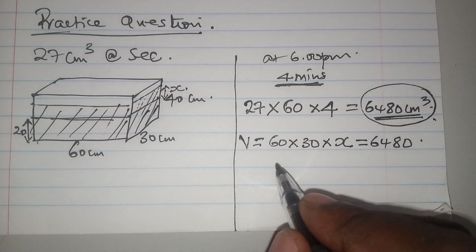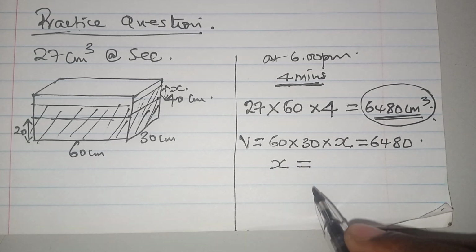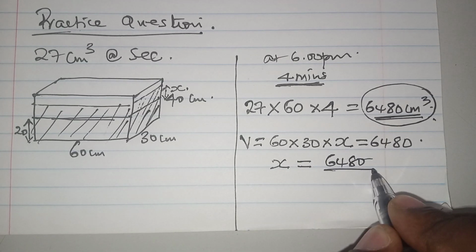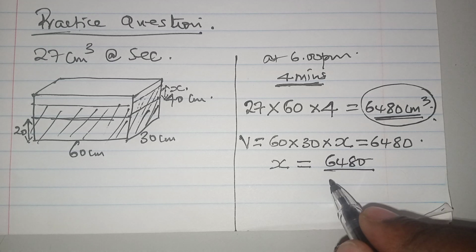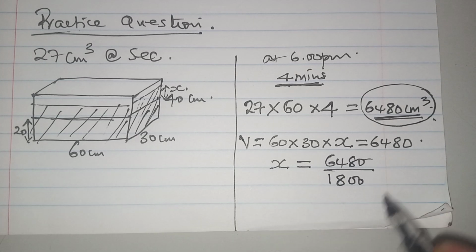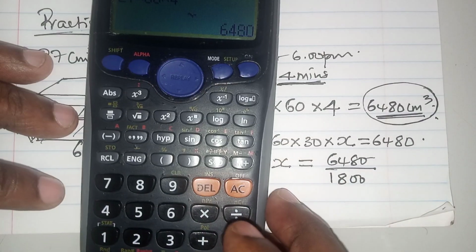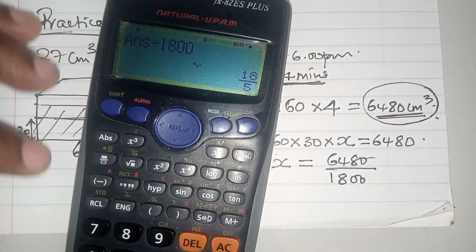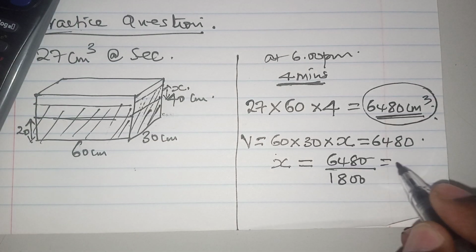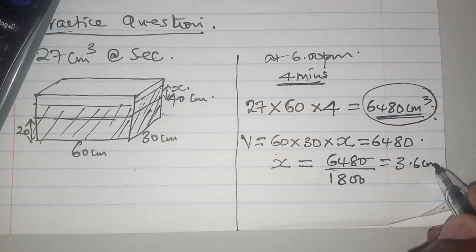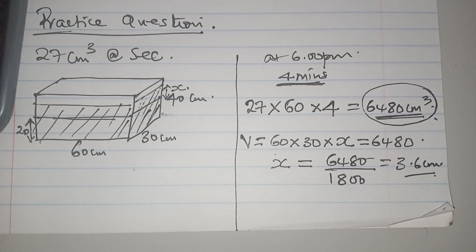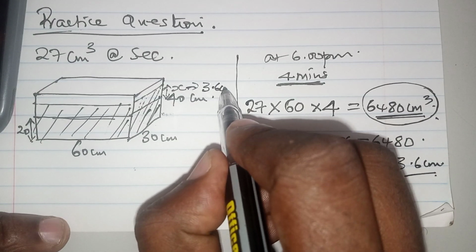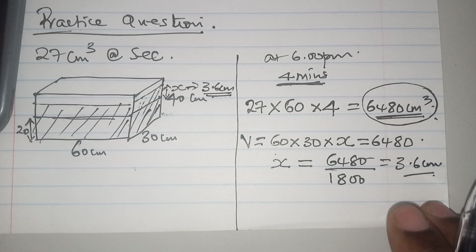So in other words, what is x? Making x the subject of the formula, 6480 all over 60 times 30, which is 1800. Divide by 1800, and our answer is 3.6 centimeters. That means x is 3.6 centimeters.